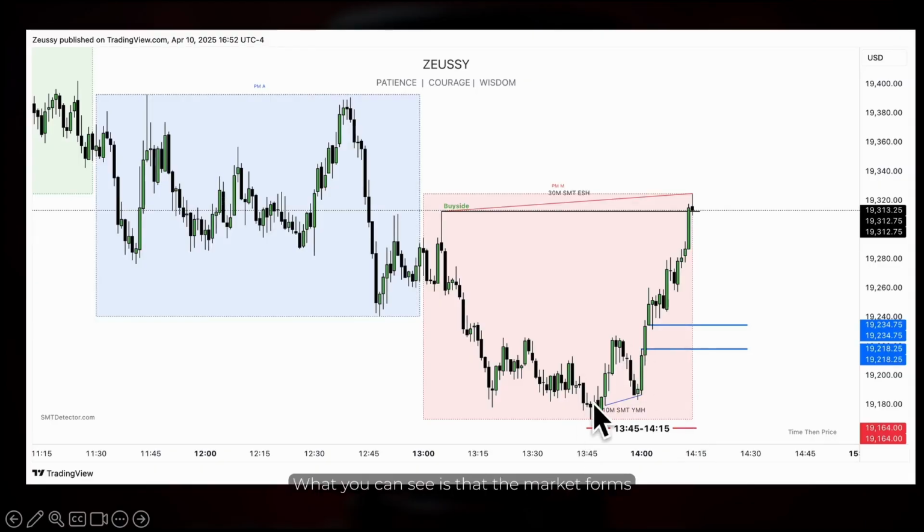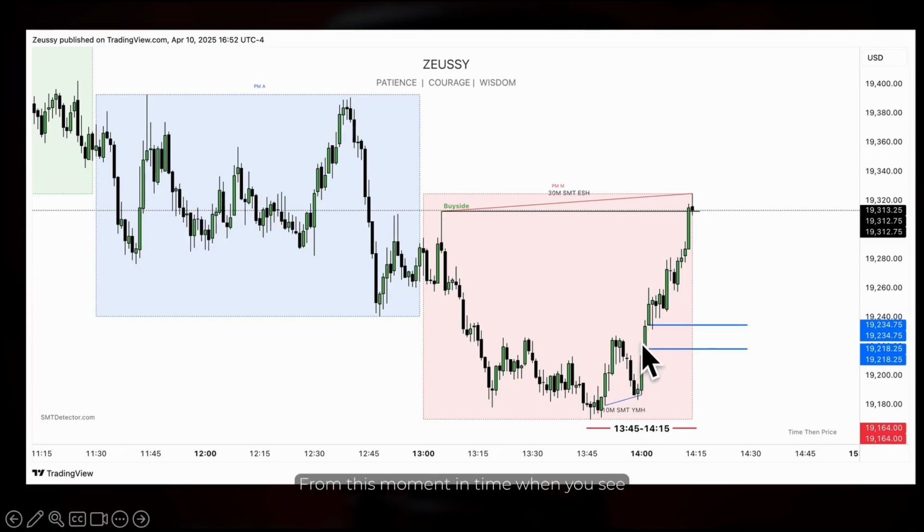What you can see is that the market forms a low during that macro window, and should begin to expand towards the upside. Do you see how it runs up higher? We then see a retracement taking place, and we see a 10-minute cycle SMT become present with the Dow Jones right here. This is being detected by the SMT detector. Notice that the market then expands towards the upside, and we see these big green candles form right here.